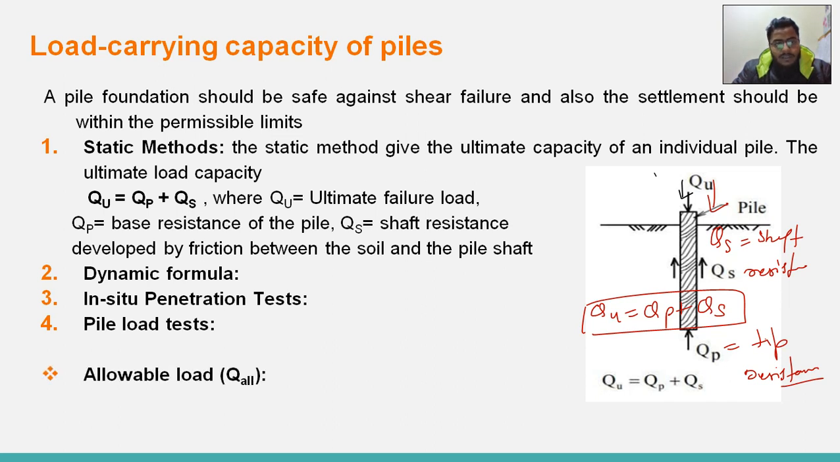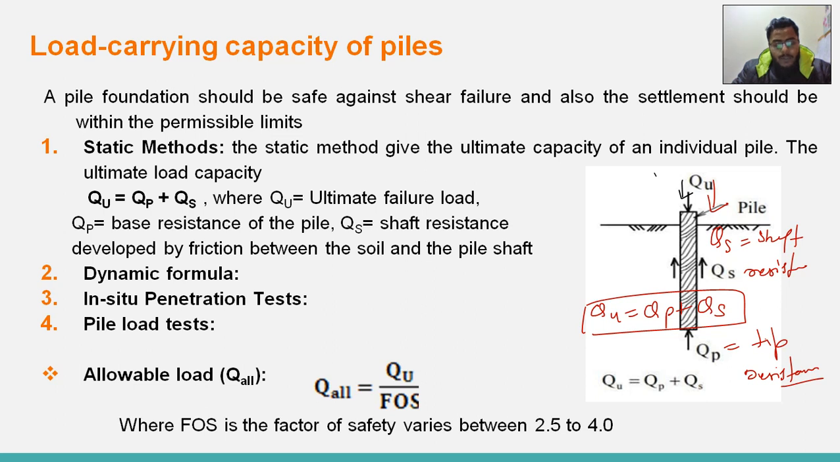Now I will discuss static methods. By calculating that ultimate failure load or load carrying capacity for the pile, we can calculate allowable load by applying some factor of safety. Generally the factor of safety in the case of piles varies from 2.5 to 4.